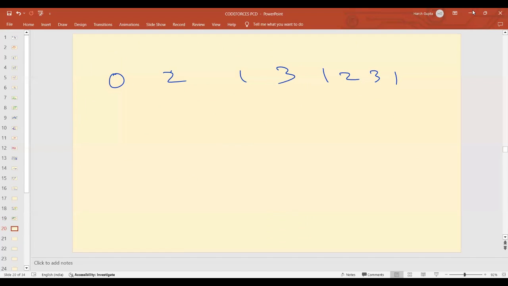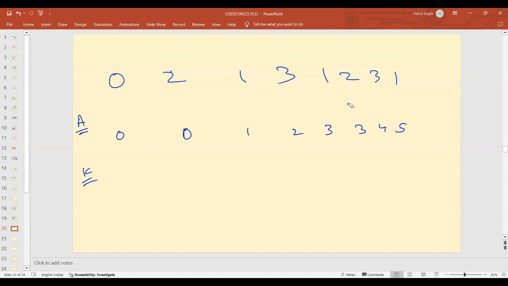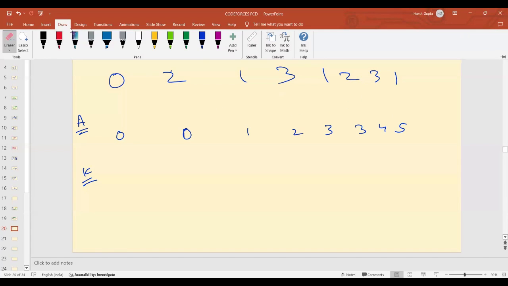You don't need suffix. See, what I will do, I will maintain one prefix sum for A and one prefix sum for K. So the values for A are 0, 0, 1, 1, 1, 0, 1, 1. If I take a prefix sum, it will be 0, 0, 0, 0, 1, 2, 3, 3, 4, 5. So this is actually a prefix sum for A. Similarly, you can construct a prefix sum for K as well.